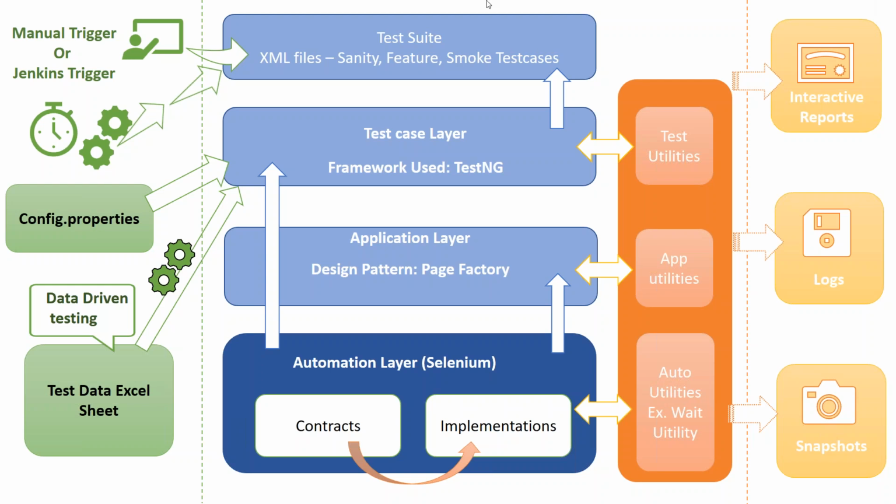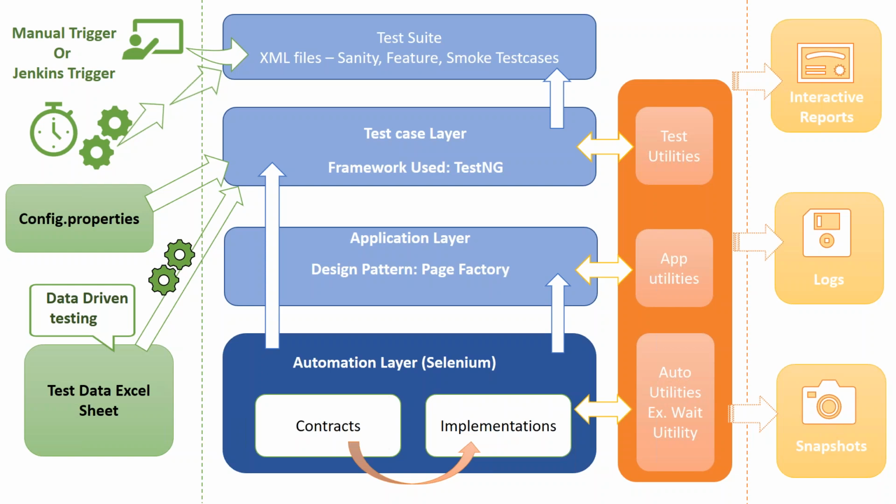So I'll start with this diagram itself. As you can see, we call it a modular framework because we have divided the complete framework into multiple modules. We have the automation layer as a separate one, the application layer as a separate one, test cases as separate ones, and test suite files are separate. Then we have utilities at each level. Then we have separated out sections which generate reports, get logs, take screenshots, and a utility is written to do data-driven testing.